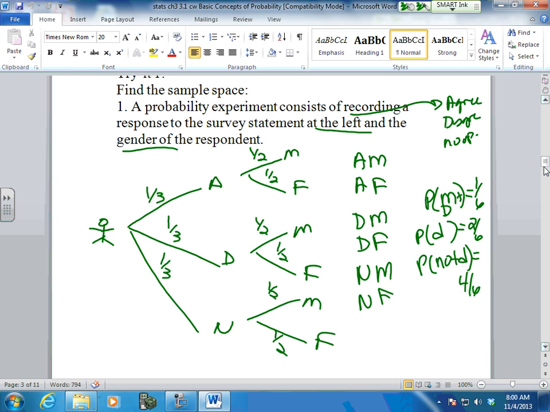Sound good? Good. Okay, now you're going to try the next one. You're going to try number 2. A probability experiment consists of responding to the survey, here's your three things, and belonging to one of the political parties: Democrat, Republican, or other. I want to see your tree, and I want to see your sample space.